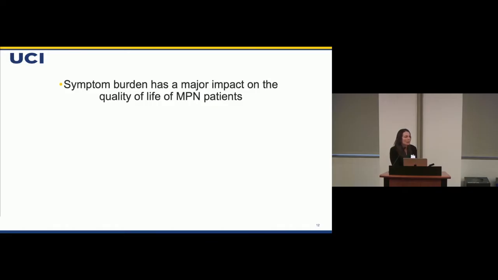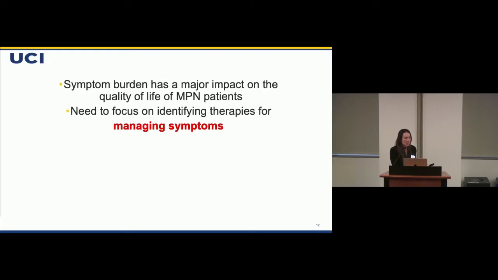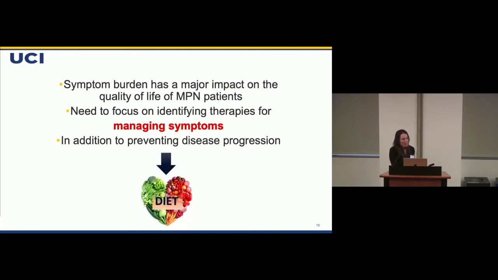So we wanted to think about ways that we could modulate symptom burden, which has a major impact on the quality of life of MPN patients, that as well as could potentially prevent disease progression and are low cost and low risk, which is the key. So that's why we thought about diet. Incorporating a healthy diet into your lifestyle in no way could be thought of as controversial or have a negative impact on a person's lifestyle.